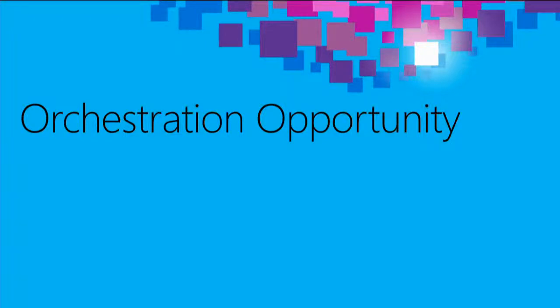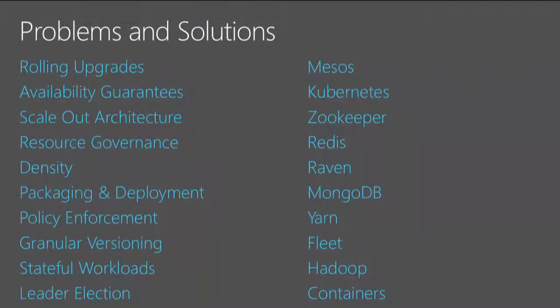So let's talk about the orchestration opportunity, right? You have this very interesting world right now where you have a whole lot of different problems. You might want some leader election, you need some rolling upgrades, you need some resource governance, you need all sorts of stuff, density. In order for you to actually run your services at scale, you need some or all of these things. And just as expected, there's a lot of different solutions out there that solve all or part or some of these problems. However, there's a little bit of a downside to this as it sits today.